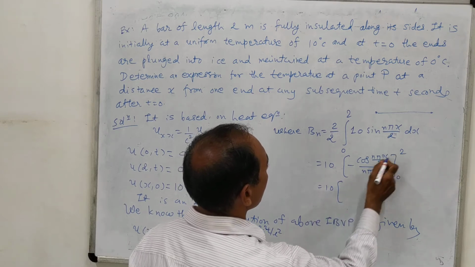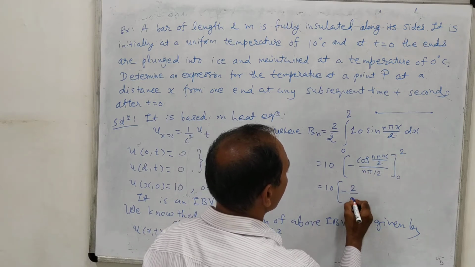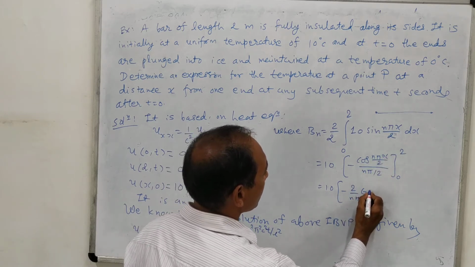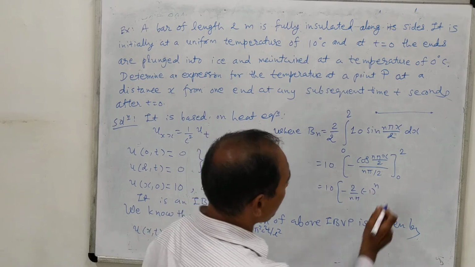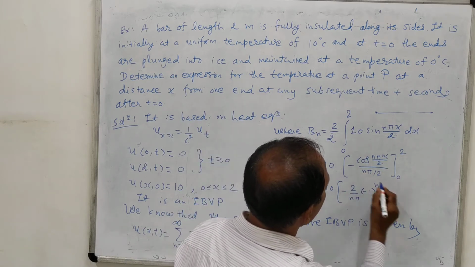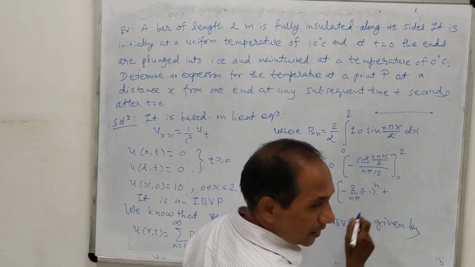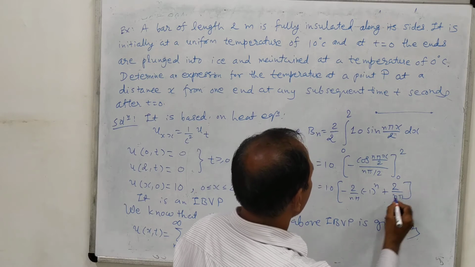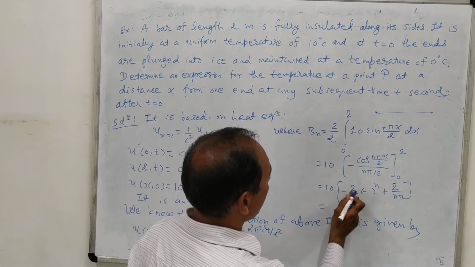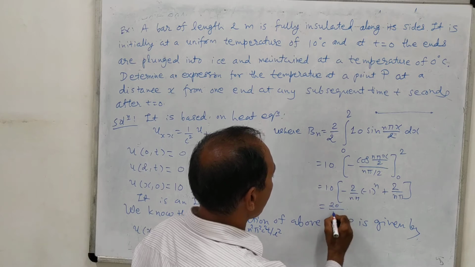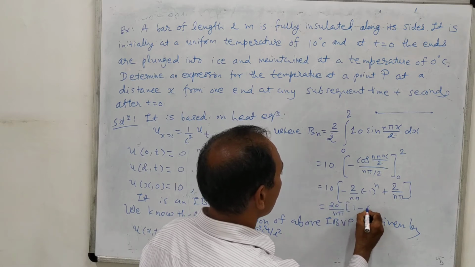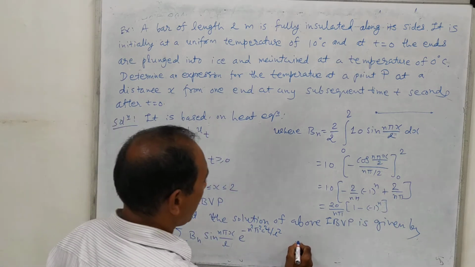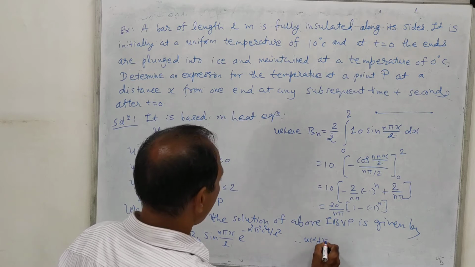If we put 2 here, we have minus 2 upon n pi into minus cos n pi, which is minus 1 raised to n. Then we put the lower limit 0, one minus sign comes, and one minus sign is already there, so it becomes plus, and cos 0 is 1, so 2 upon n pi. We take 2 upon n pi common, so Bn is 20 upon n pi into 1 minus 1 raised to n.